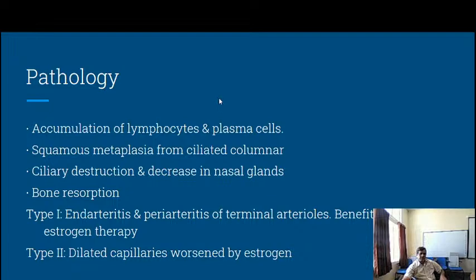The pathology, as we have already told you, is the accumulation of lymphocytes, plasma cells, inflammatory cells, and squamous metaplasia that takes place from the ciliated columnar epithelium transforming into the squamous epithelium, and decrease in the nasal glands and bone resorption. And so there are two types: type 1, endarteritis and periarteritis, which benefit by estrogen therapy, and type 2, dilated capillaries, worsened by estrogen.